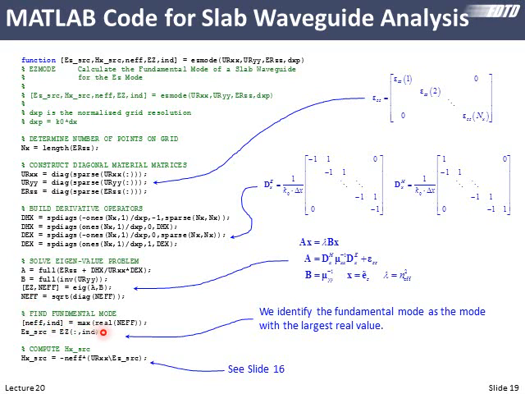Now we need to find the fundamental mode. And so what we do is we look for the largest effective refractive index, the largest real component. The one that has that is our fundamental mode. So we pull that one out in terms of EZ source. And then we go back and we look at the finite difference equations, and we had solved for the HX component. And we can reuse that equation to calculate HX source. So now we have the E and the H components of the source. And that's it. This little function's over.